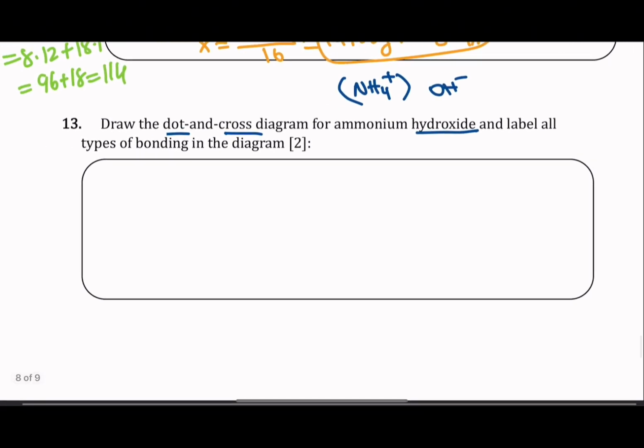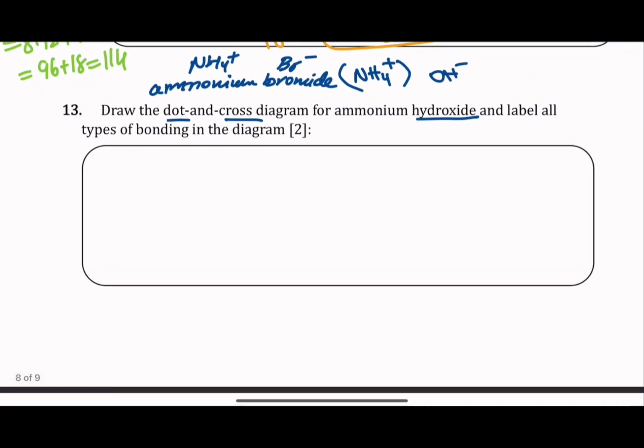Sometimes they can write different compounds, like ammonium bromide, for example. Now, with this one, right away we can see that ammonium is NH4, and then bromide is Br negative, because it's a 7A group, right? Now, it's telling you to draw the dot cross diagram for this.